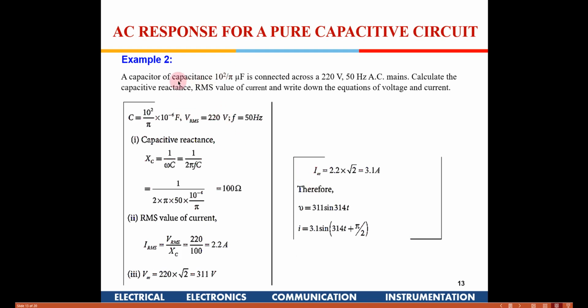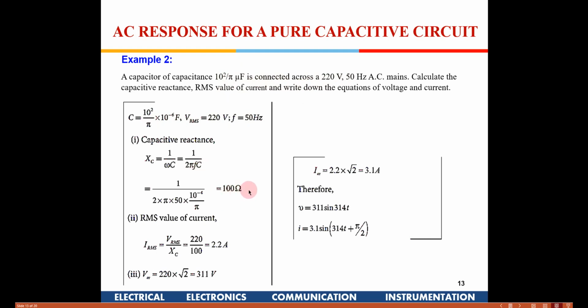Now, this is one example where the value of C is given, and the RMS value is given here. Whenever it is given like this, you have to remember this is the RMS value. So, we have to find the capacitive reactance. Capacitive reactance is 1 by omega C, where omega is 2 pi f. The frequency is given as 50 hertz, so f becomes 50, 2 pi. The value of C is also given here, C is 10 square by pi.